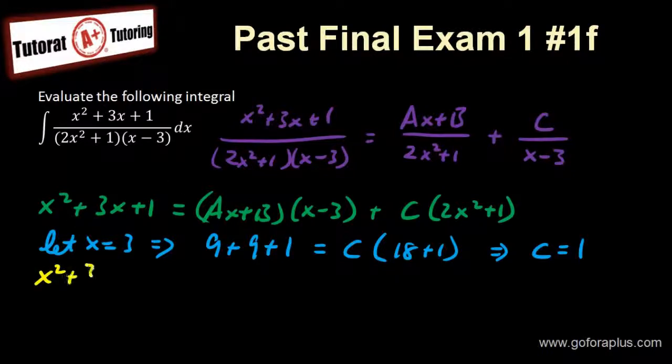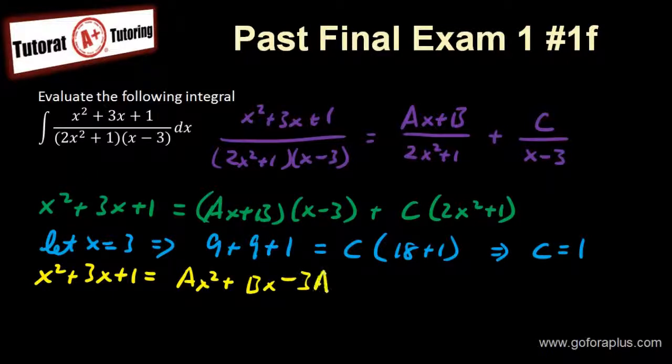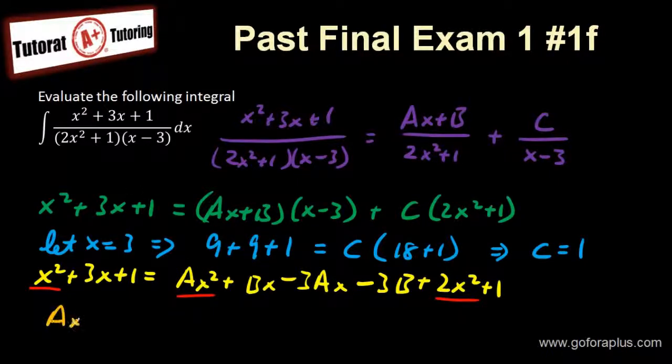Okay, so I know that x squared plus 3x plus 1 is equal to ax squared plus bx minus 3ax minus 3b plus 2x squared plus 1. Because I know that c is now 1, so I can just replace that. Now, if I have something like this, you have to look at my x squared value. This is 1x squared. I have ax squared and 2x squared. So I know that ax squared plus 2x squared must be equal to x squared. So I know that my a is going to be minus 1.